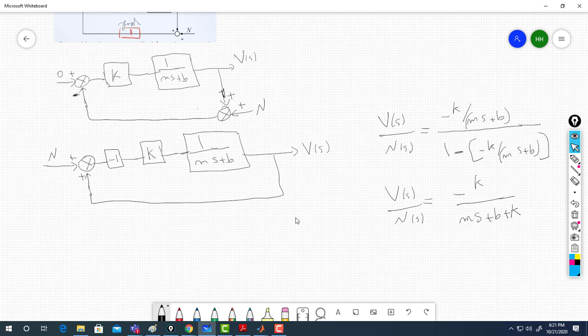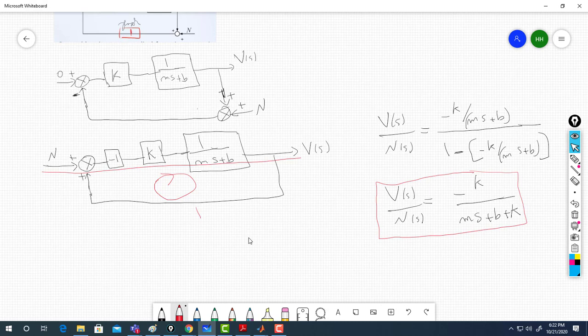It will give me this one. I'll put it in red. So this is the forward from the input to the output. It is minus k over ms plus b, right? And my loop is this. What do I have in my loop? I have here unity feedback, I have here 1. So it is minus 1 times k times 1 over ms plus b times 1. This is all I have in my loop. Then this is your transfer function.